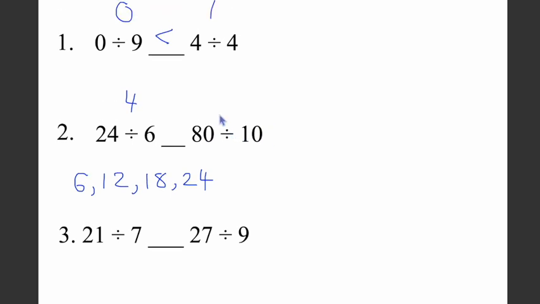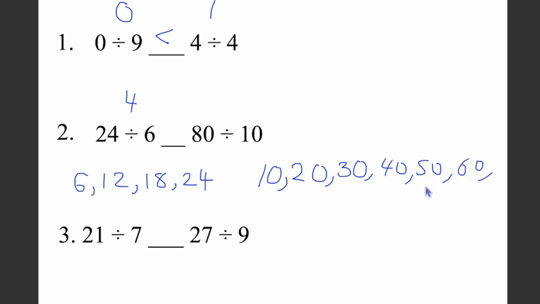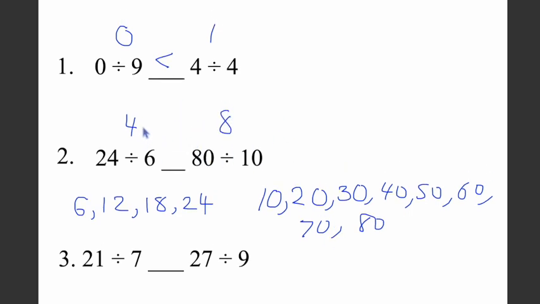Let's do the same thing for 80 divided by 10. So we're going to start off with 10. 10 is the divisor. So we start off with the divisor, and we add this number by itself over and over again until we reach the dividend, the number being divided. So 10 plus 10 is 20. 20 plus 10 is 30. You might notice this is just like 1, 2, 3, 4. So we get 40, 50, 60, 70, 80. And we did this 8 times. So our answer is 8. So the full statement is 4 is less than 8.